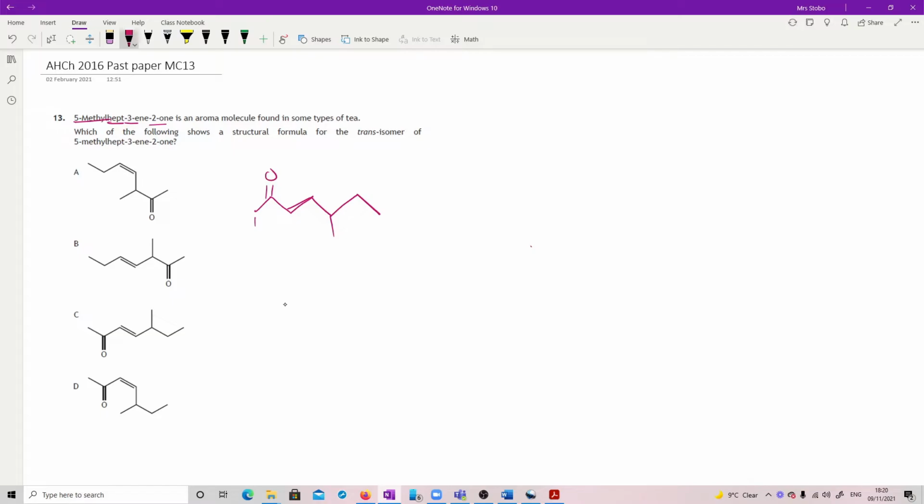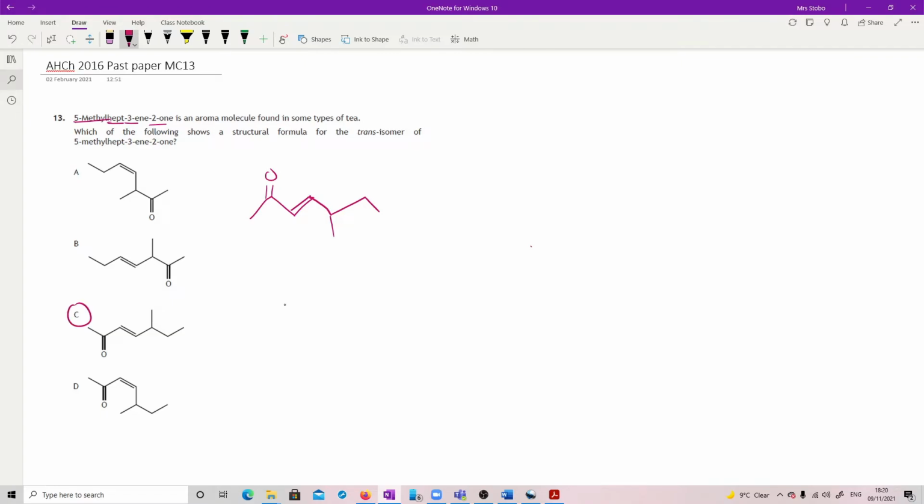Now obviously this could be spun round. Let me just clean that up a little bit. Oh, that was not supposed to happen. 1, 2, 3, 4, 5, 6, 7. And there was my double bond. So this could be done in any orientation whatsoever. And in fact, I do have to flip it around because it's this one here.